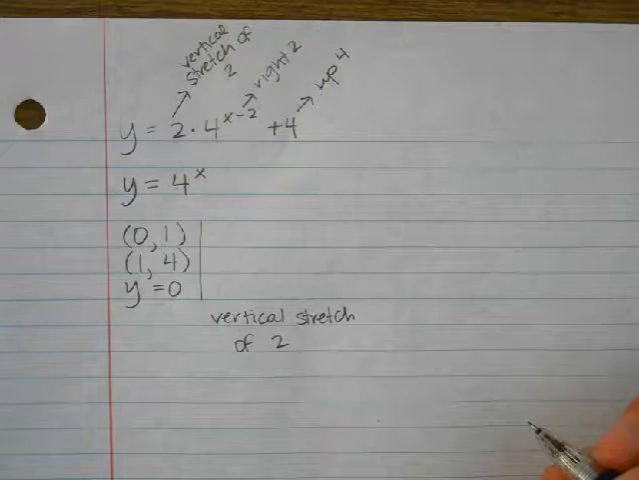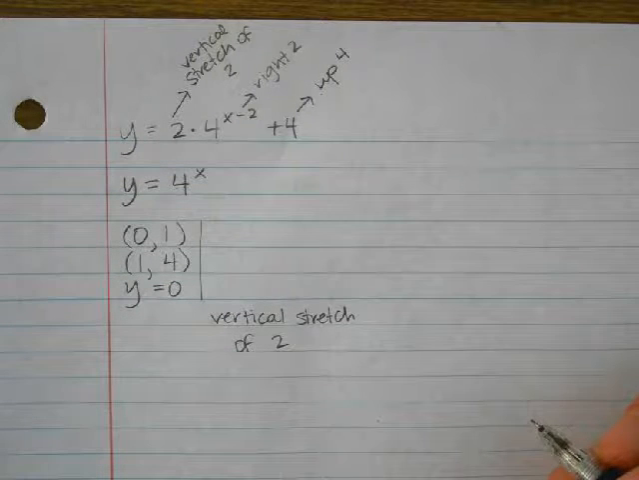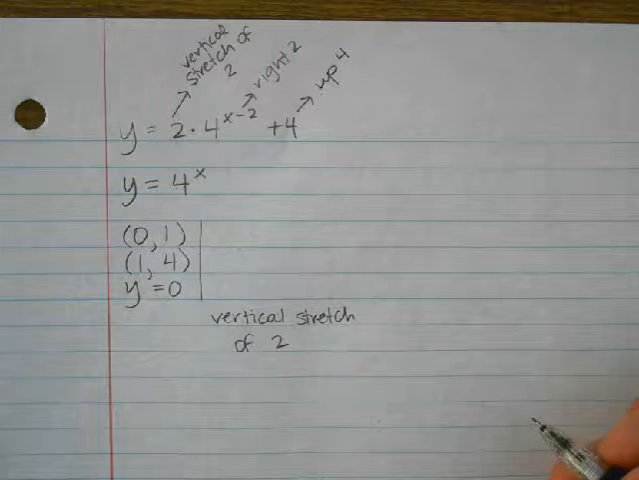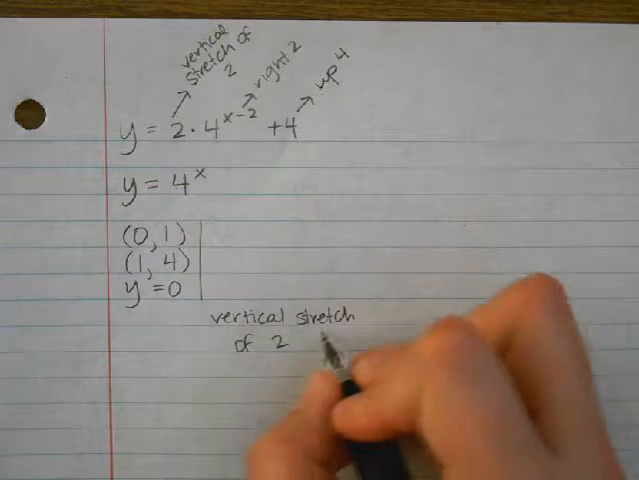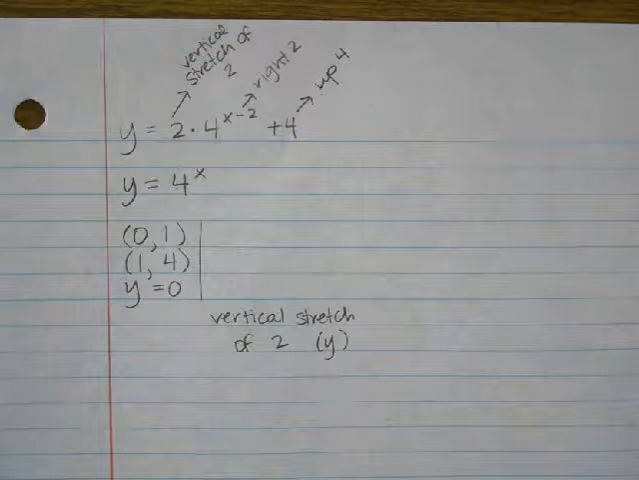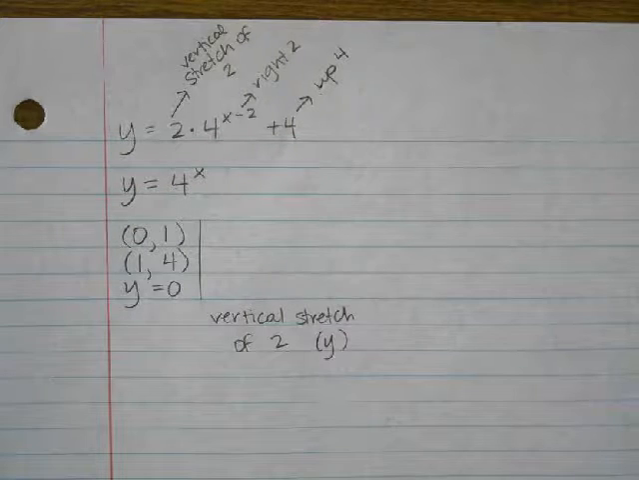Should a vertical stretch of 2 change the x-coordinate or should it change the y-coordinate? Should change the y-coordinate, right? Because it's vertical and y is what goes up and down. So I'm going to put y in parentheses so I don't forget that. I'm changing the y-coordinate. And if you stretch something by 2, you make it twice as big as it normally is.